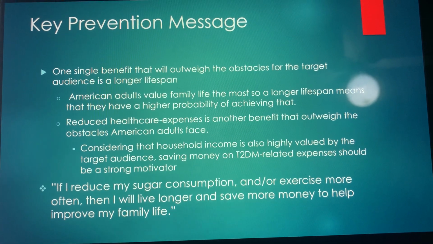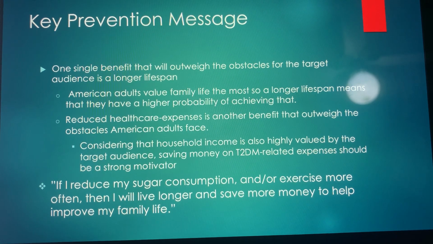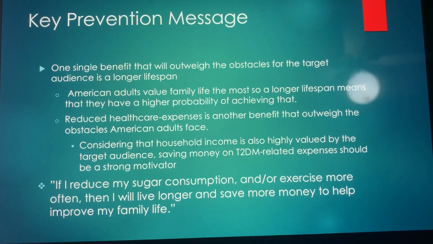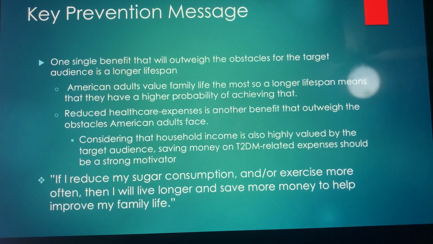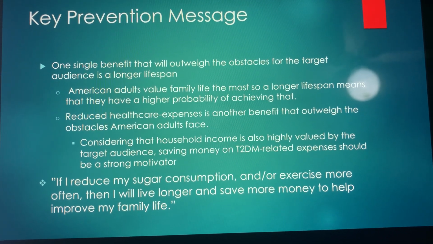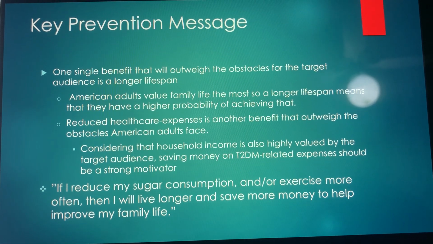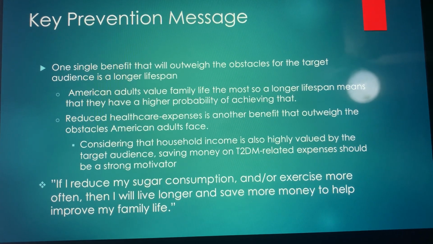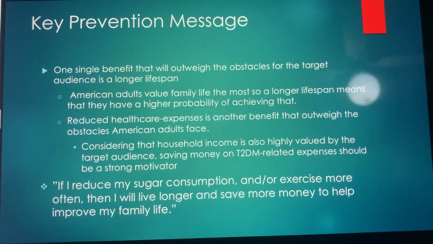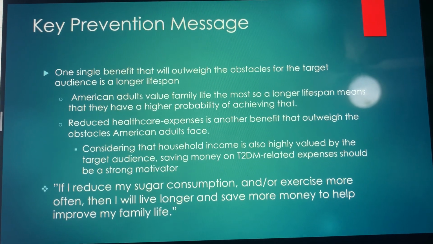Now, the key prevention benefit is that one single benefit that will outweigh the obstacles for the target audience: a longer lifespan. American adults value family life the most, so a longer lifespan means that they have a higher probability of achieving that. Reduced healthcare expenses is another benefit that outweighs obstacles American adults face. Considering that household income is also highly valued by the target audience, saving money on type 2 diabetes related expenses should be a strong motivator.